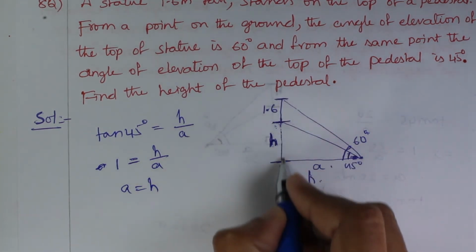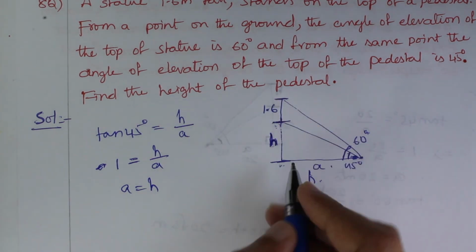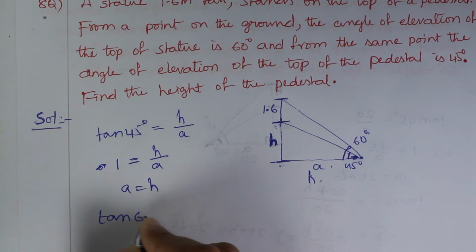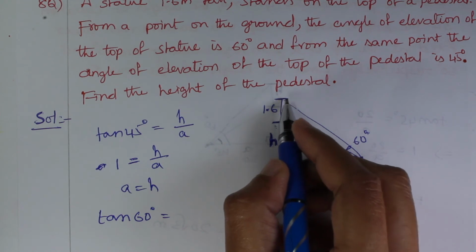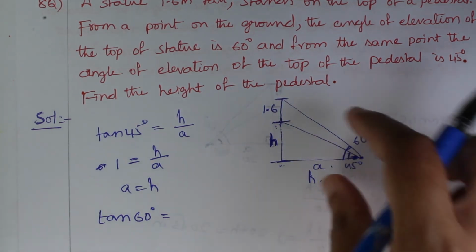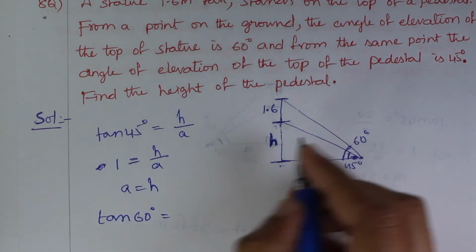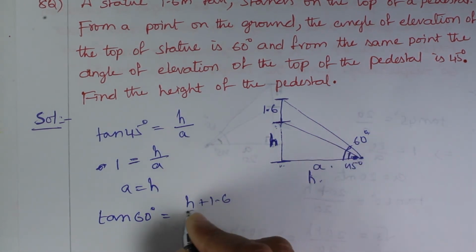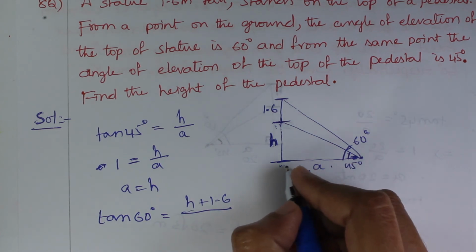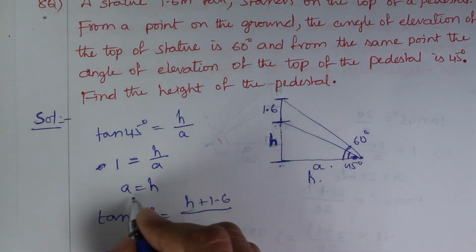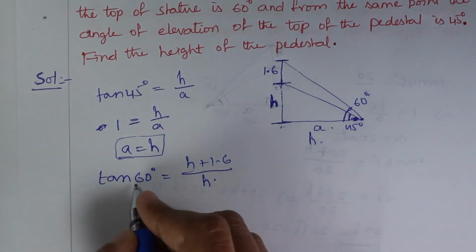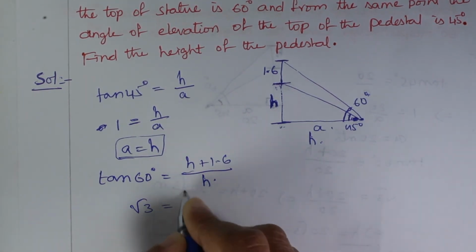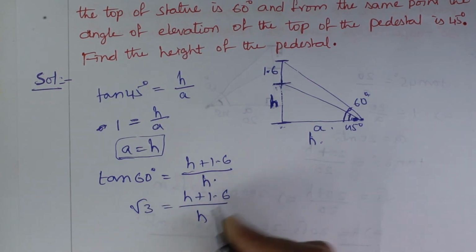Now take the bigger triangle and let's calculate tan 60 degrees. Tan 60 degrees is equal to, opposite side is h plus 1.6, that is the length of the pedestal plus length of the statue. That is the opposite side of this bigger triangle, right? h plus 1.6 divided by, what is the adjacent side? Adjacent side is a. We found out from the first triangle that a is equal to h. So I'll substitute h here. What is the value of tan 60 degrees? Root 3, right? Root 3 is equal to h plus 1.6 divided by h.